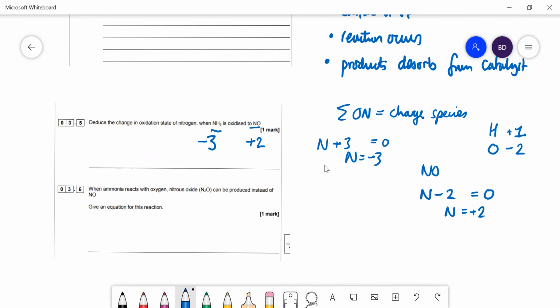Okay, now it says here, when ammonia reacts with oxygen, nitrous oxide can be produced instead of NO. Give an equation for that reaction. So we're going to have NH3, and we're going to react it with oxygen to give us N2O, and the hydrogens are going to combine with the oxygen to form water. So we obviously need to double the ammonia to balance for the nitrogens there. That means we've got 6 hydrogens, so we're going to form 3 waters. Now we've got 3 oxygens in the water, 1 in the N2O, 4 oxygen atoms, so that means we need a 2 in front of the O2. That would be the equation there.